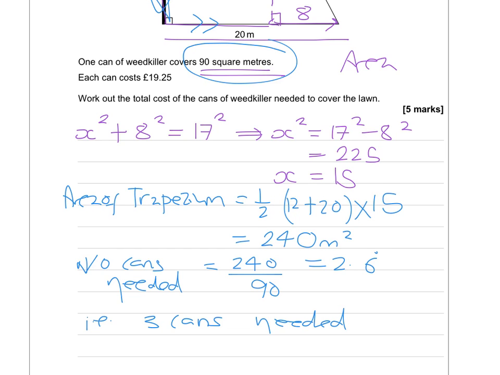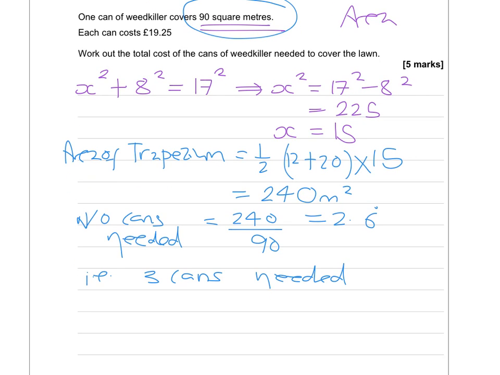Now, each can costs £19.25, so we need to work out 3 multiplied by £19.25, which comes to £57.75.